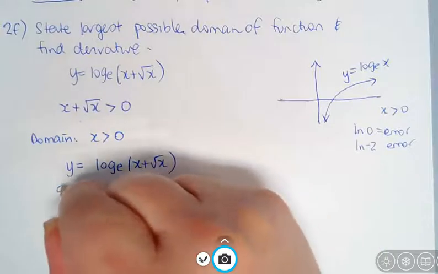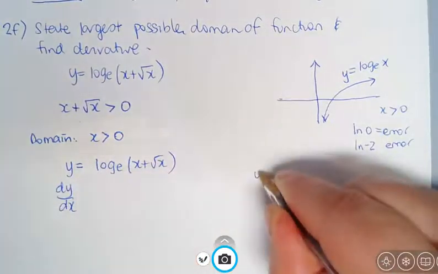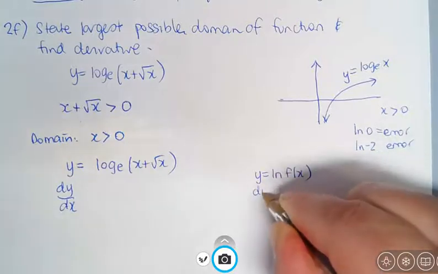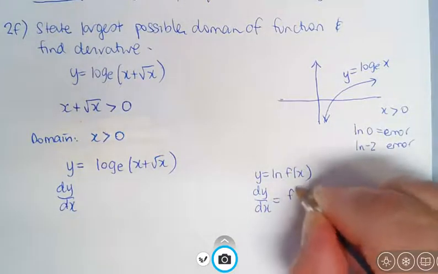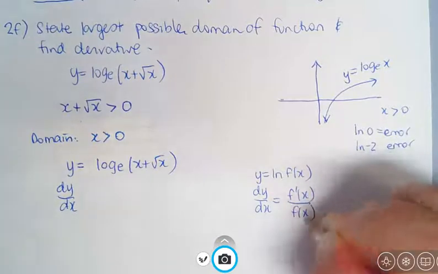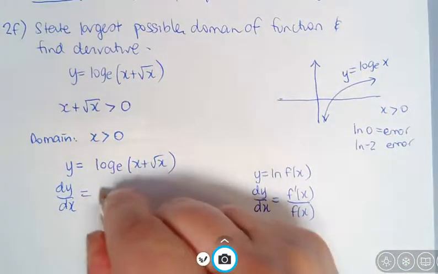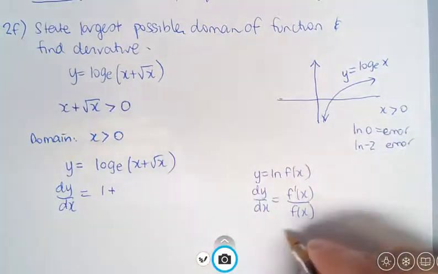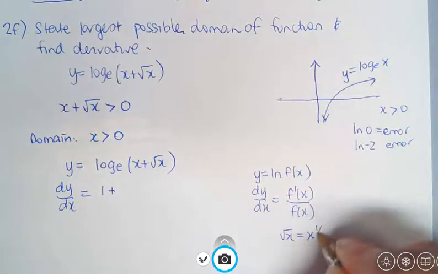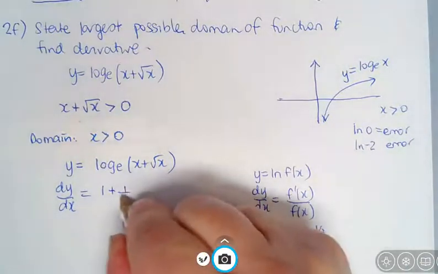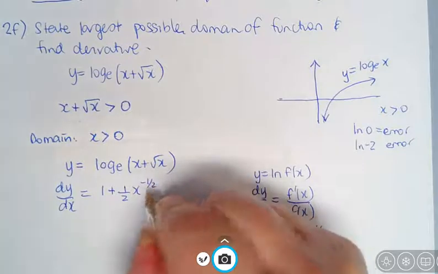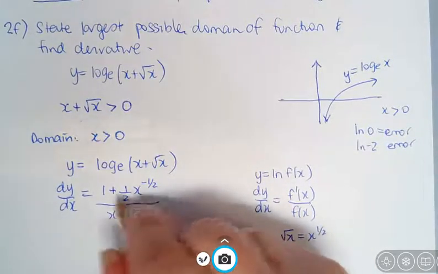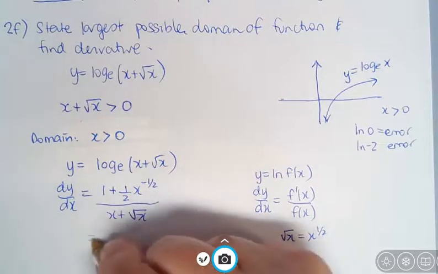Remember, the rule is if y equals ln of a function of x, then dy/dx is f dash x on f x. So you differentiate that and you get 1 plus, and remember root x is x to the power of a half. If you differentiate that, you bring the half to the front, write the x out, and drop the power by 1, over the original function x plus root x.